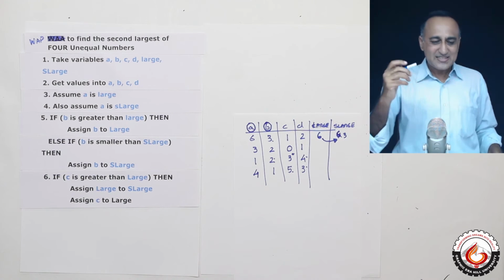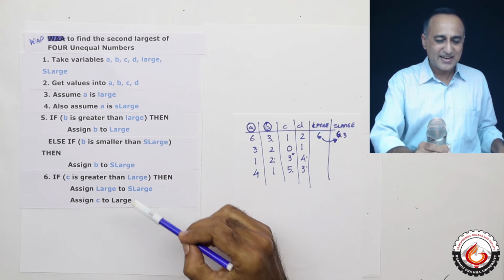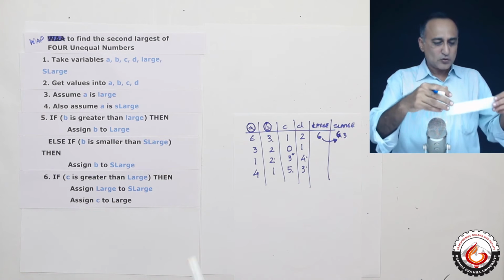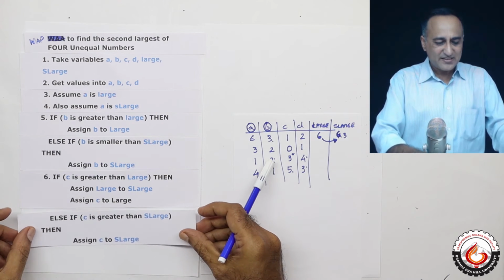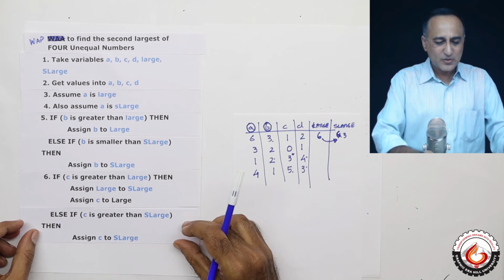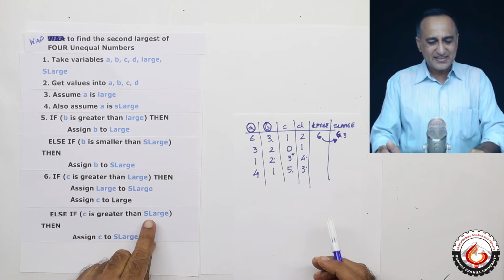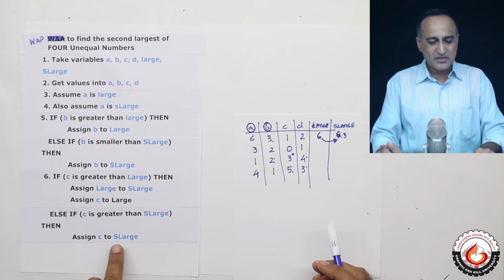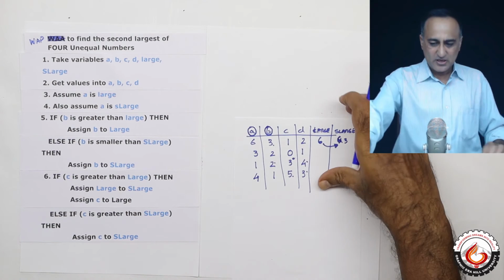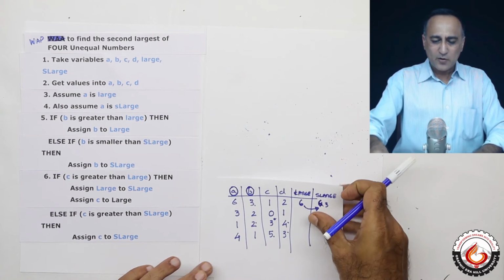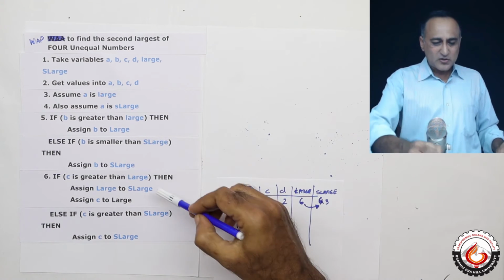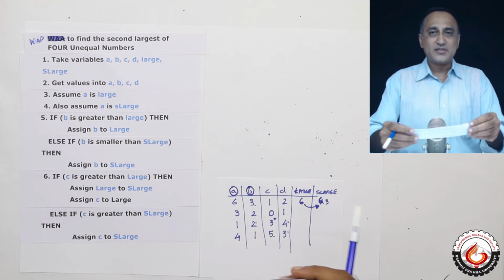Then the next case, C can just be bigger than the second large, not the large. So if C is greater than the second large, then I only replace the second large with C. So if C is greater than second large, then the value of C is copied to second large. Now we are only left with the value of D. Now D is going to be processed in a similar manner to C.